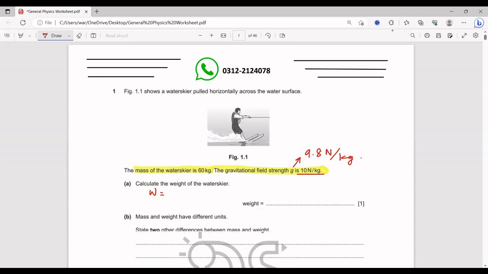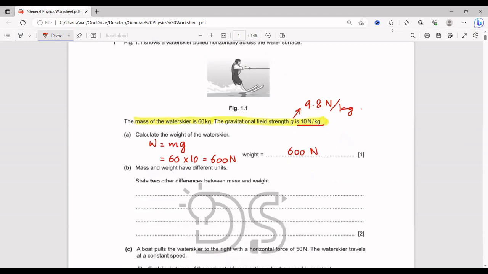So, bachcho, the formula for the calculation of weight is mass times gravitational field strength. The mass of the water skier is 60 and the gravitational field strength is 10. So the weight is 600 newtons. Now, in the next part: mass and weight have different units. State two other differences between mass and weight.